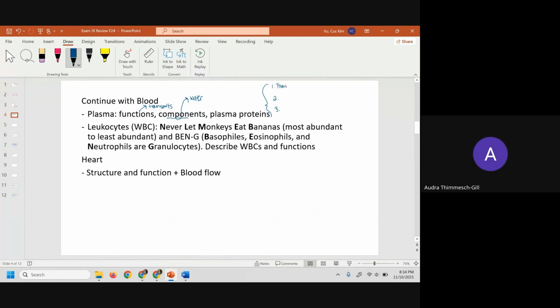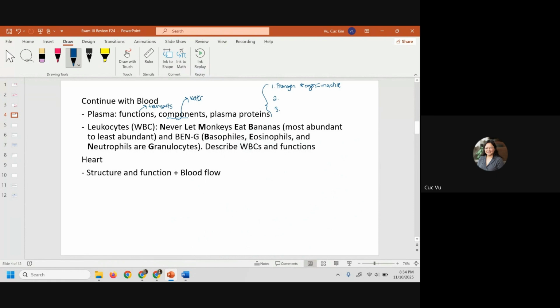Fibrinogen. Now, whenever you hear the term ogen, it means inactive. So fibrinogen, in its natural state, is inactive, which is lovely because I would not want blood clots unless I absolutely had to have it.